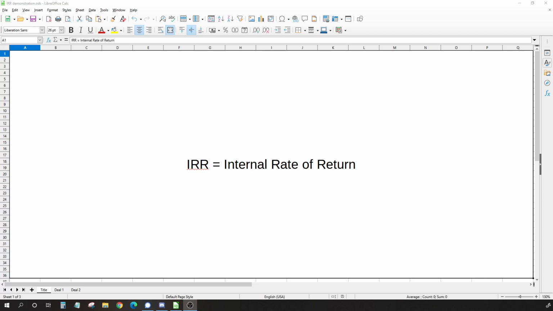IRR is a very powerful concept, and knowing how to calculate it can be very useful in determining which of a selection of deals is the better one. And so to demonstrate that, I will propose you a couple of examples.